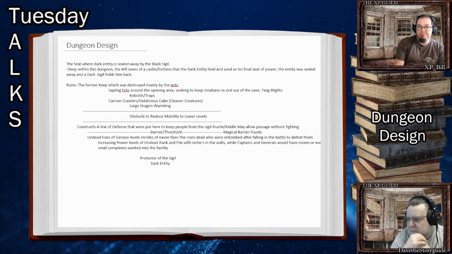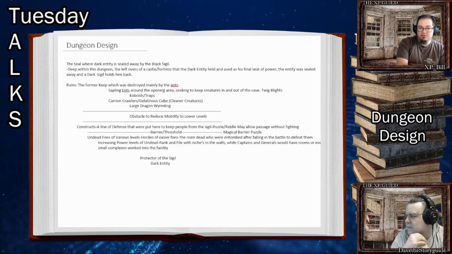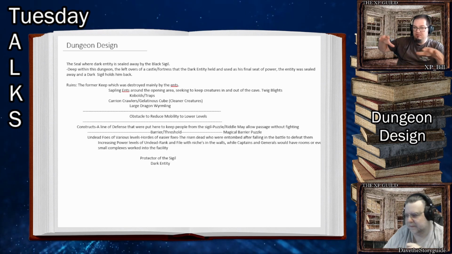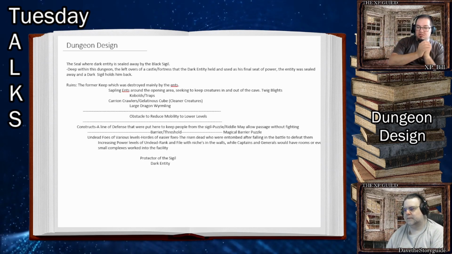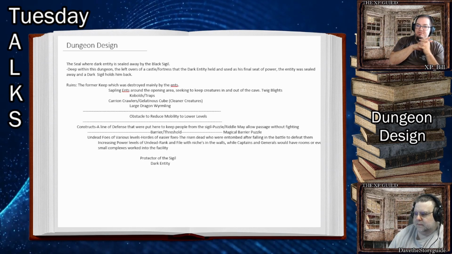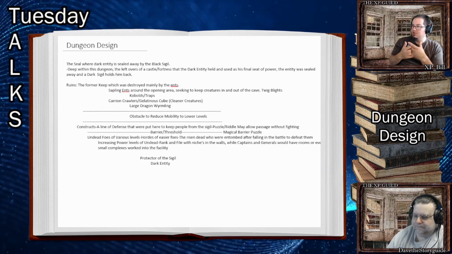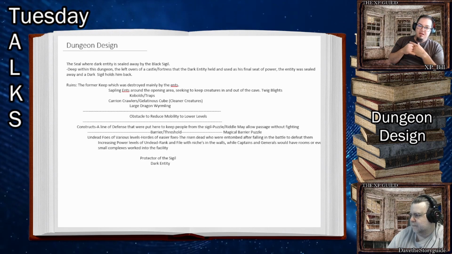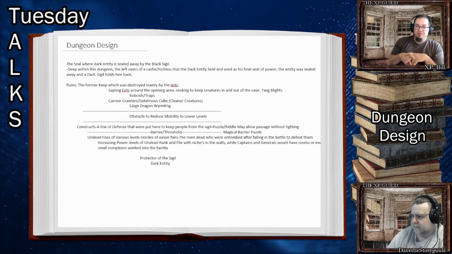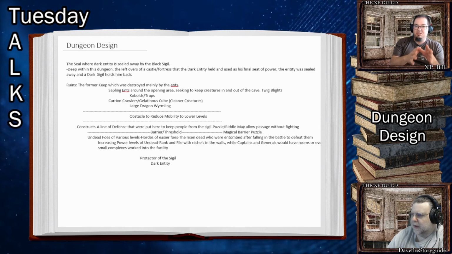I added that part. So the rank and file would have little niches in the wall, while captains and generals would have rooms or even small complexes worked into the facility. And I don't know how deep we really want to go. I think that's probably a good structure.